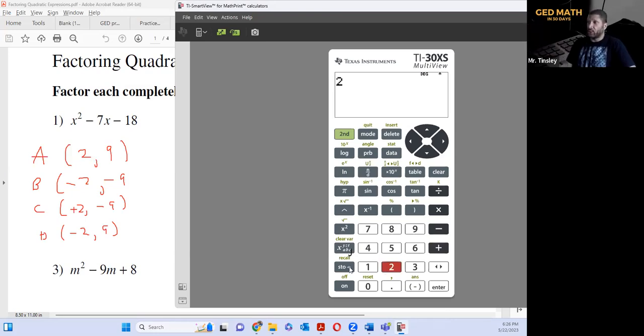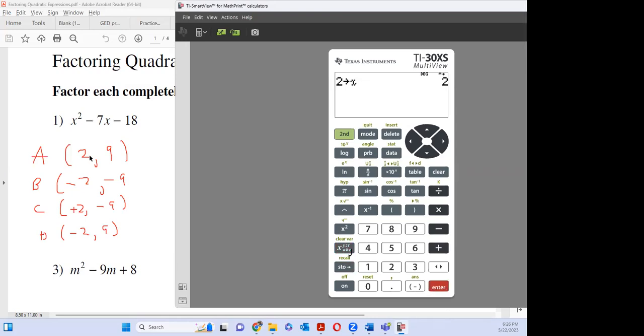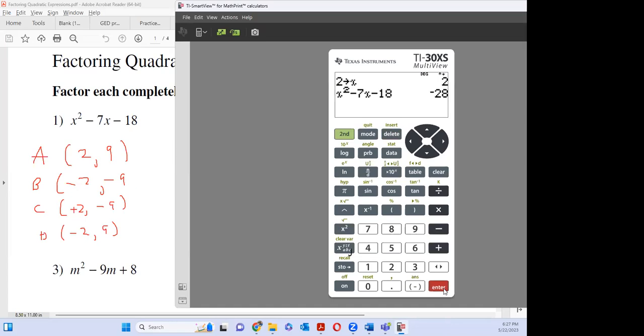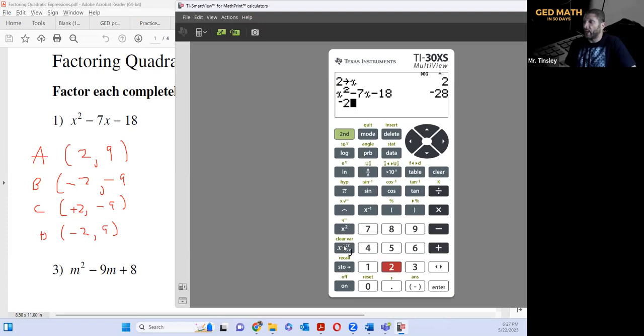So any answer you put in there to solve it must be equal to 0. So watch this. 2, store x, enter. Because my first solution is 2, right? So I'm going to plug it in. X squared minus 7x minus 18. Oops, minus 18, I'm sorry. Did I get 0? Nope. No. So I know it's not A. I'm going to go to B. I got -2.